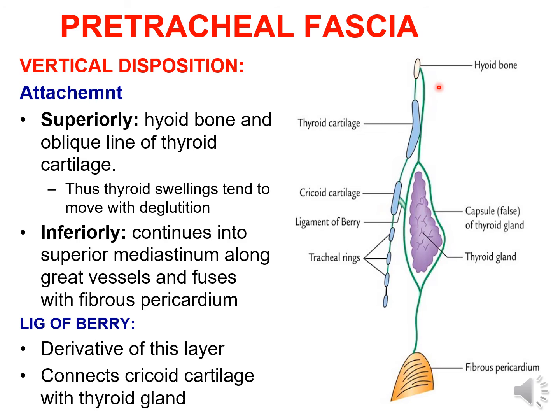Let us see again the vertical disposition of the pretracheal fascia. Superiorly it is attached to the hyoid bone and to the oblique line of the thyroid cartilage. Then it reaches the thyroid gland and splits to enclose the thyroid gland. Below it rejoins, and then it continues into the superior mediastinum along the great vessels and fuses with the fibrous pericardium. There is a ligament known as the ligament of Berry, which is a derivative of this layer and connects the cricoid cartilage with the thyroid gland.